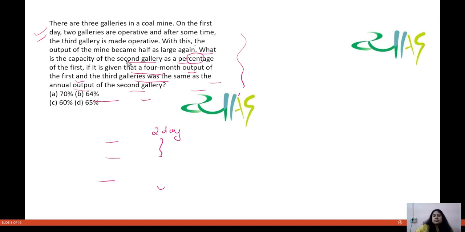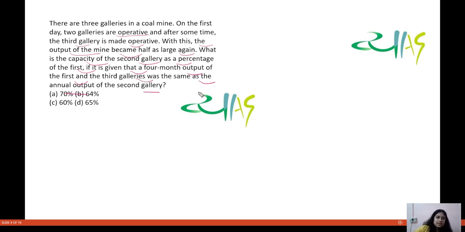So what this question is basically saying, look at this information given. See, students, look at this question. It is saying three galleries in a coal mine. On the first 2 days, two galleries are operative, and after some time, the third gallery is also made operative. With this, the output of the mine became half as large again. What is the capacity of the second gallery as the percentage of the first if it is given that a 4-month output of the first and third galleries was the same as the annual output of the second gallery?